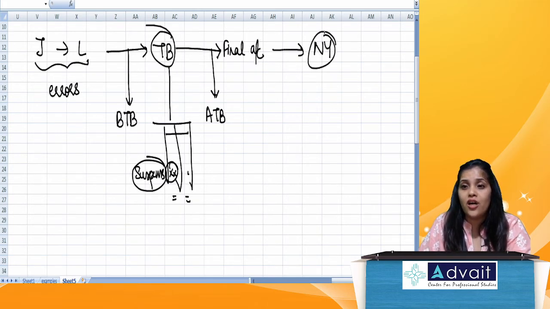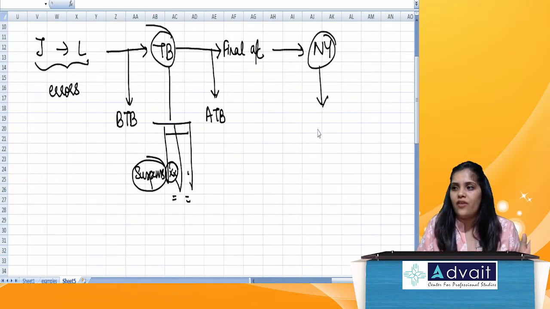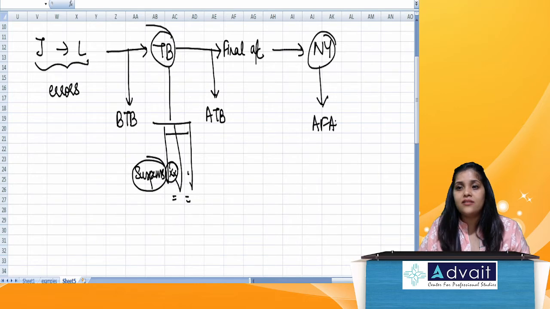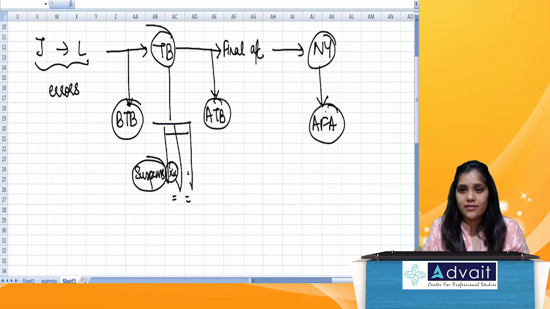In the next year, you find last year's error. Here, how to rectify is AFA, that is, after financial year errors. Okay, so there are three places. Now, whenever you take a question on rectification, you should ask, is it DTB, ATB or AFA?